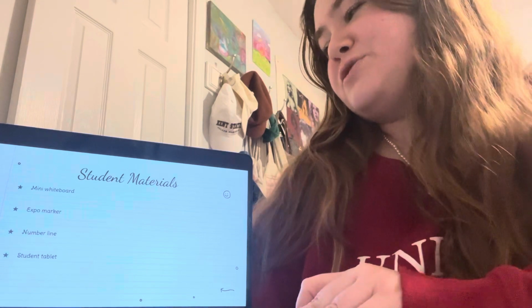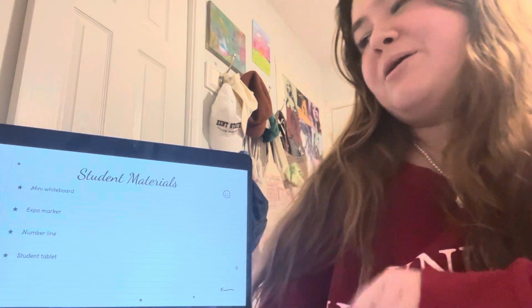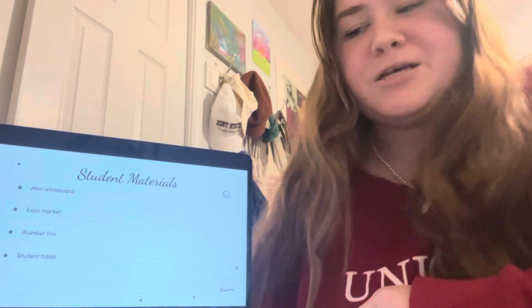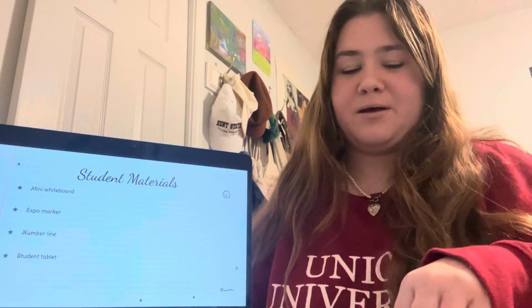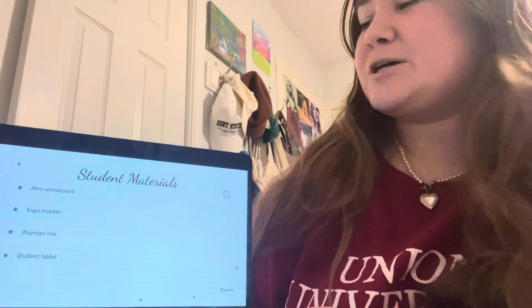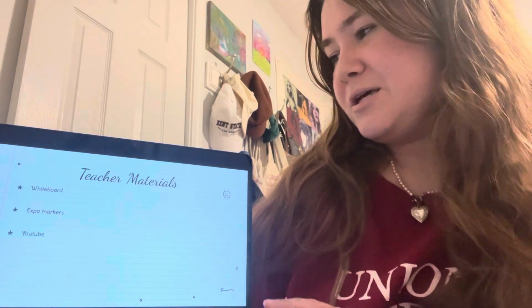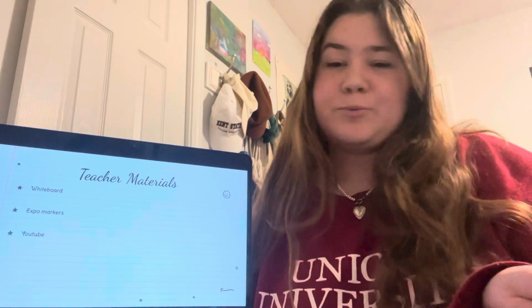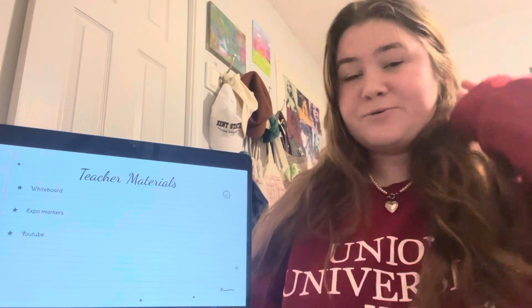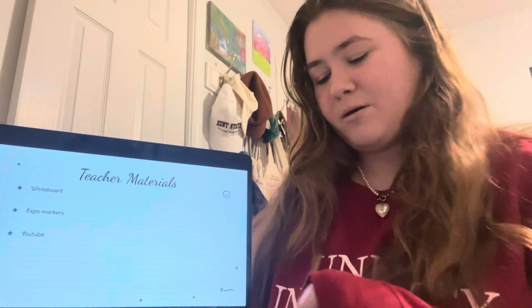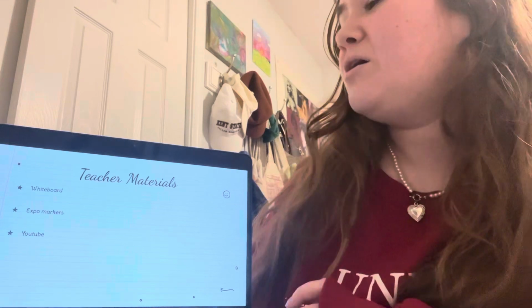Okay, so for student materials, I have a mini whiteboard, expo marker, a number line, and then their student tablet, so then they can pull up the applications that I have for their technologies, which I'll explain later. And then for teacher materials, I have the whiteboard, expo markers, and then YouTube, because I thought I could incorporate some YouTube videos to help explain to the students more about the fractions in detail.